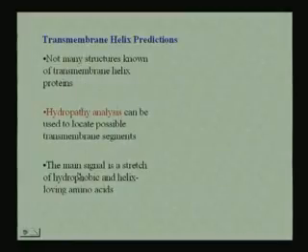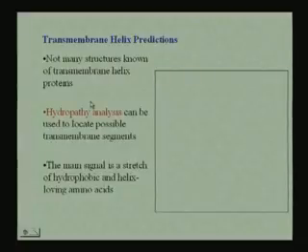And what is the main signal? A stretch of hydrophobic and helix loving amino acids. What do we mean by helix loving amino acids? Residues that are likely to form an alpha helix, right? So, that is what a hydropathy plot would look like.